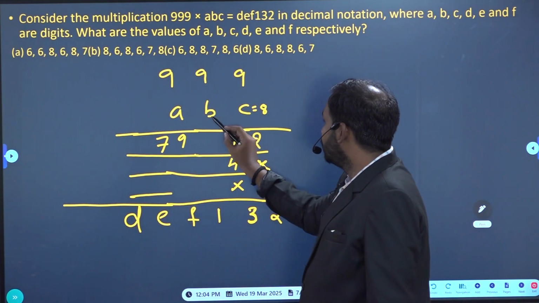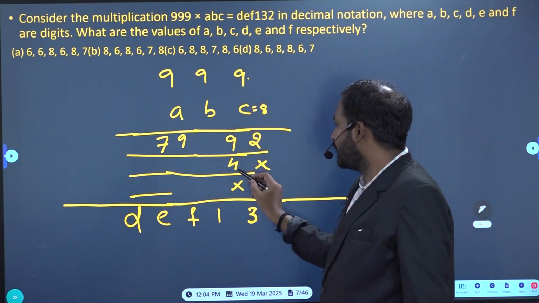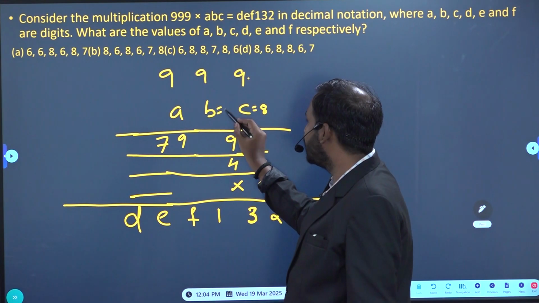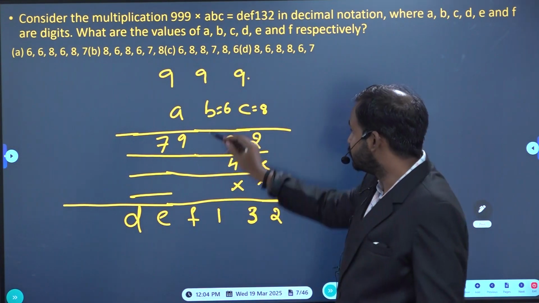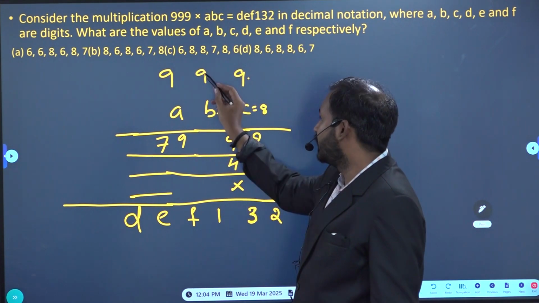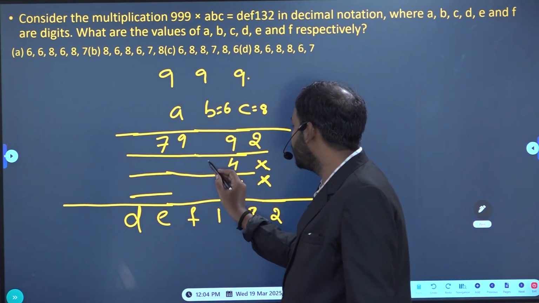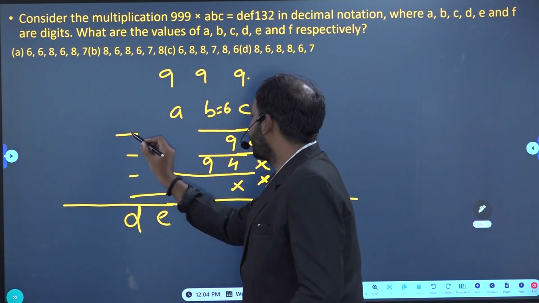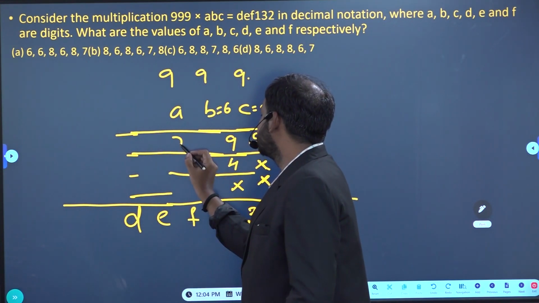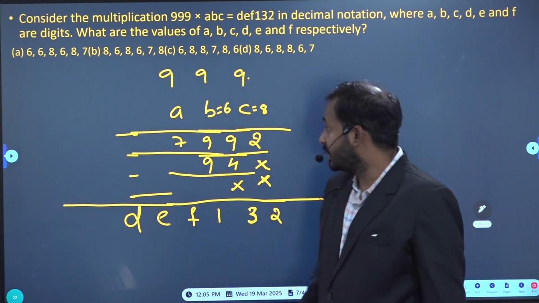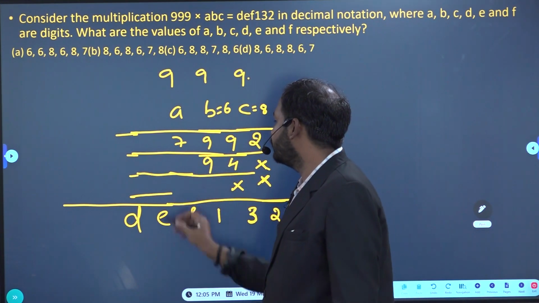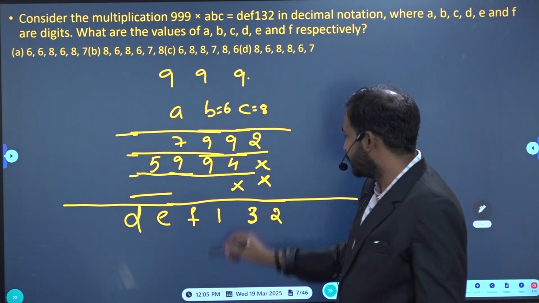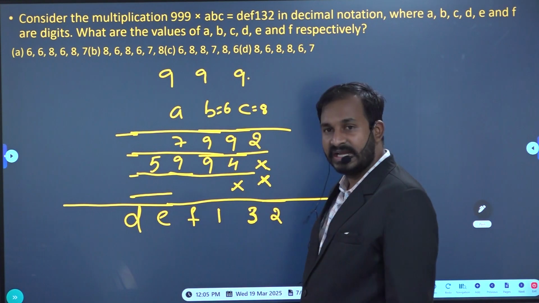Now tell me, by multiplying which number with 9, I will get units place as 4. 9 6s are 54, right? So definitely B value should be 6 for me here. So 6 9s are 54, 5 and 4. Next 6 9s are 54. That 5 will be there, and I will have 9 here. Next, once again 54. So what I will be left with? 59. Right? So next, now please observe here, 9 plus 9 is 18.